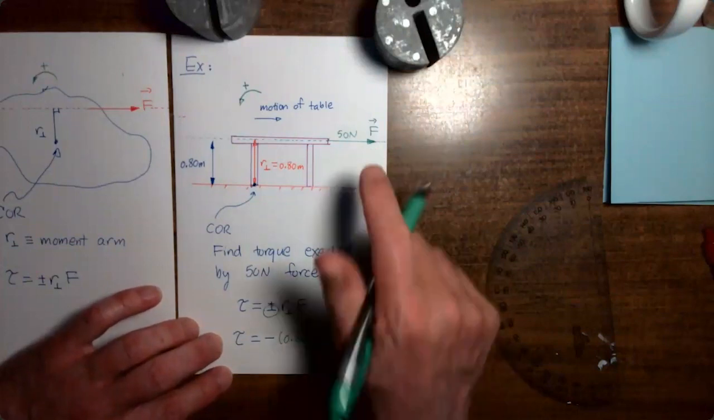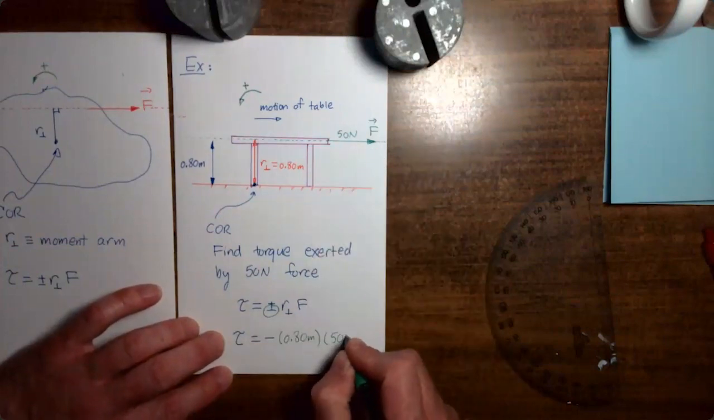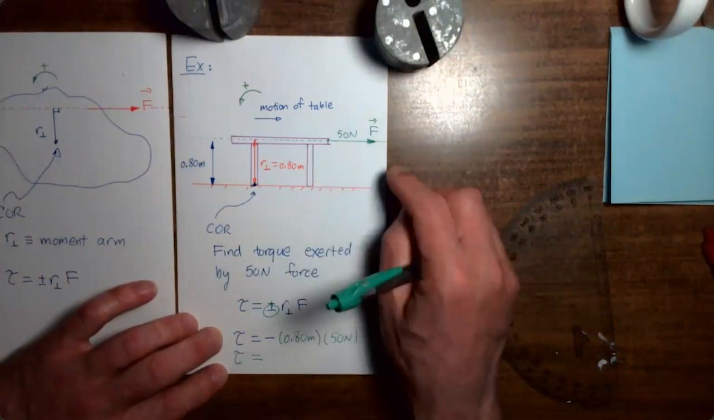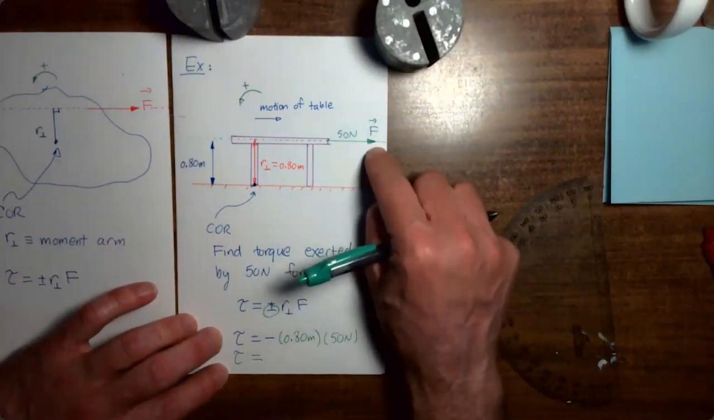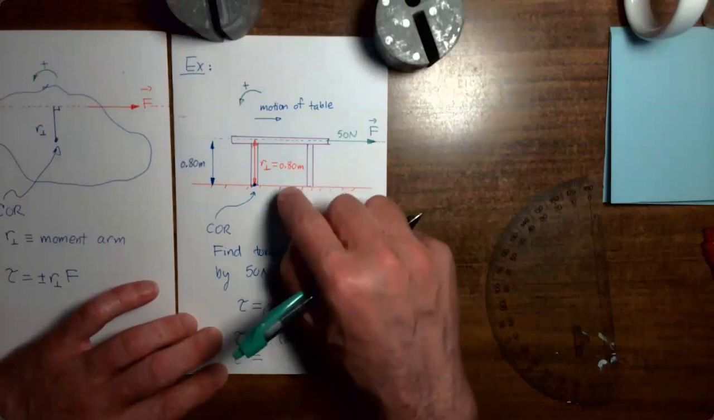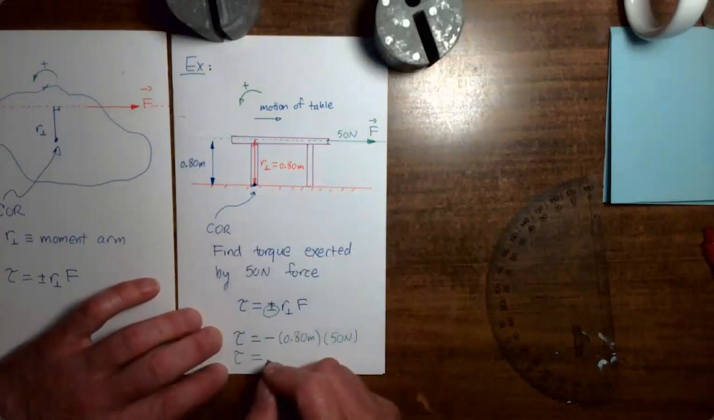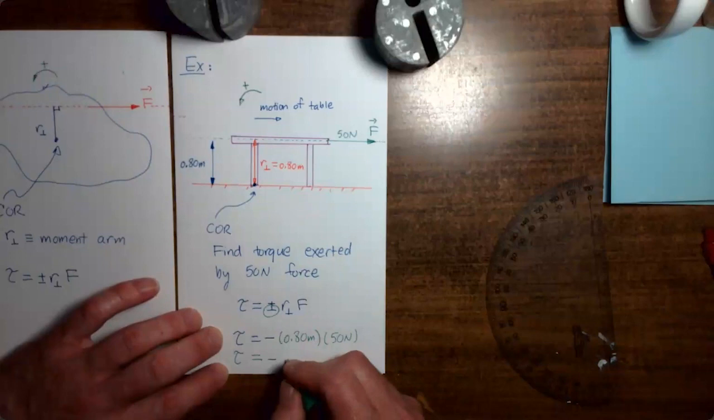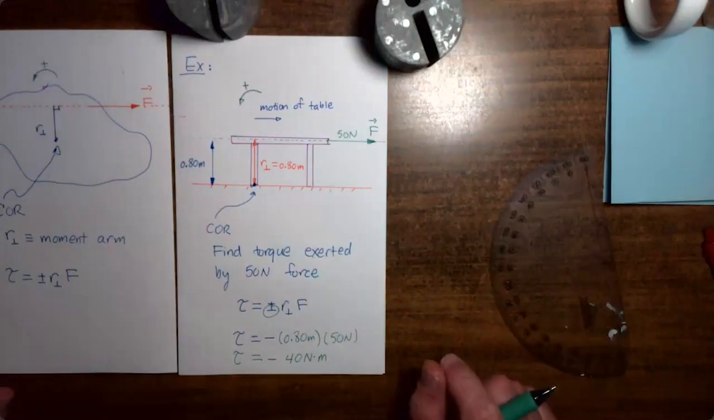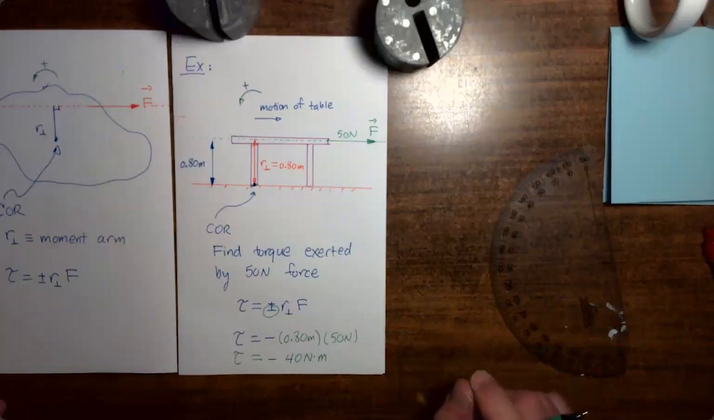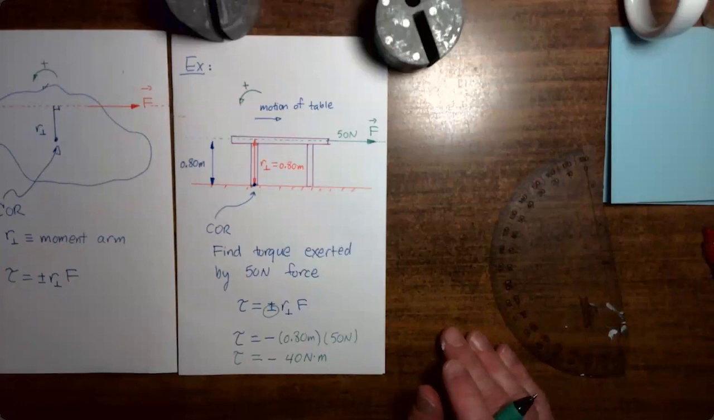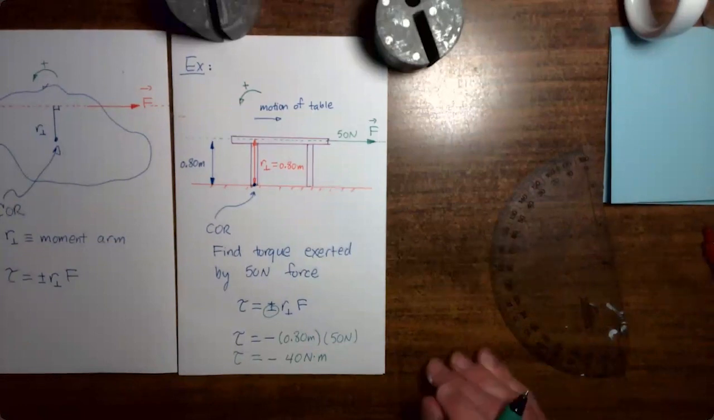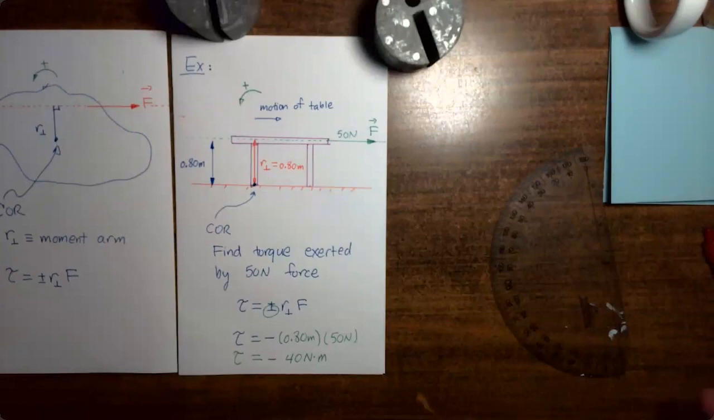The magnitude of the force is 50 newtons. We have then that the torque that this force delivers to the table with respect to the center of rotation here is minus, and do the multiplication to get 40 newtons times meters. So now I've shown you two different formulas we can use to calculate torque. And in the next video, I'm going to introduce you to one more concept that we need to understand before we can really dive into rotational dynamics.